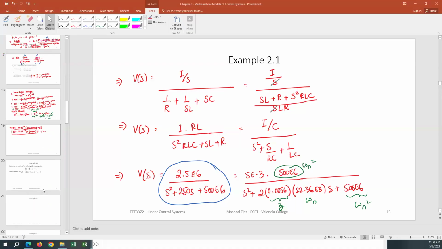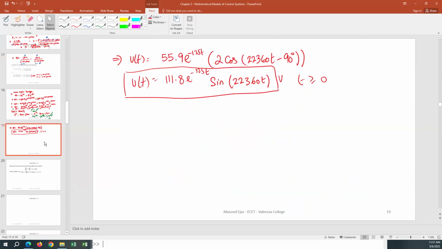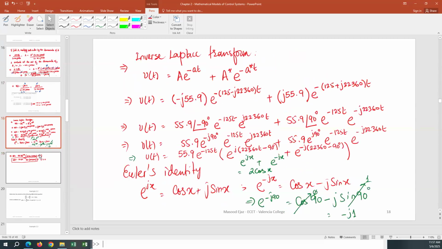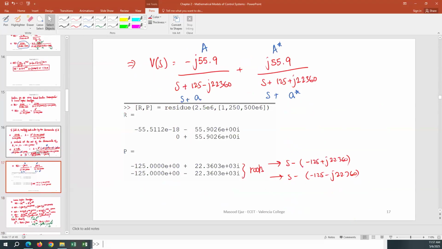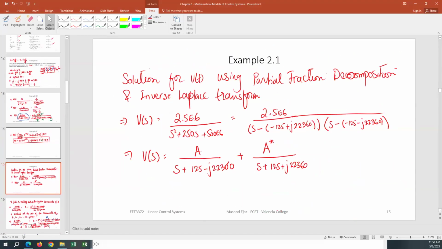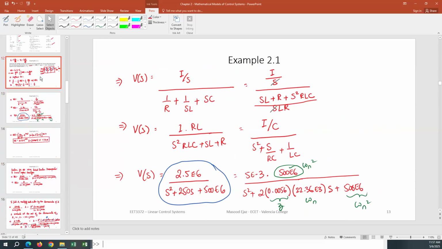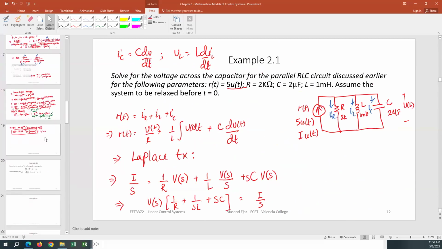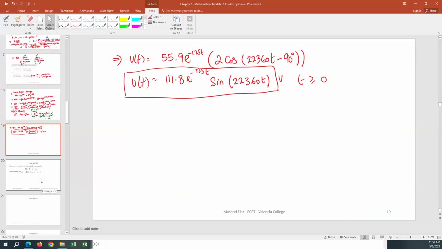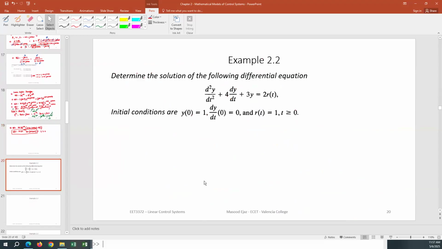All right, guys. So this is problem number 1, and we did it in great detail using both methods, and I also showed you the residue function and everything. So you're going to be using all these things pretty much in many of the problems. So I will advise you again, go and do this problem again so that you can understand it better.